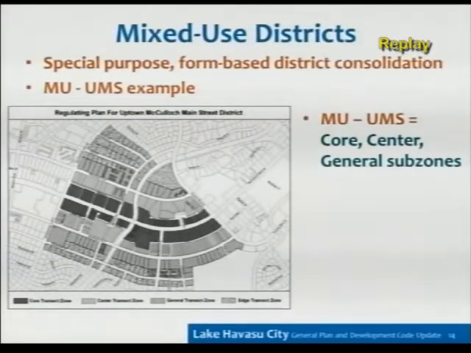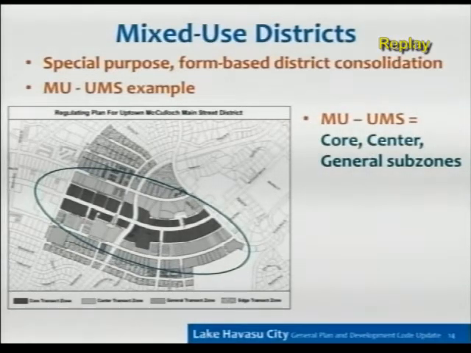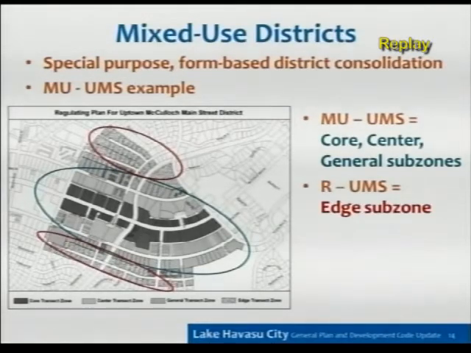Yes. So once again, what we're looking at here is the Uptown McCulloch Main Street form-based district, and if you click through, Don. This first oval indicates the core, the center, and the general subzones. So the core, like Laura had pointed out, is the only area that has been currently rezoned to UMS. But all of these 3 sub areas do currently allow for mixed use, but it's not clear from the existing zoning map. And then the next edge subzone is strictly indicated for residential development in the existing code, and so that is remaining RUMS.